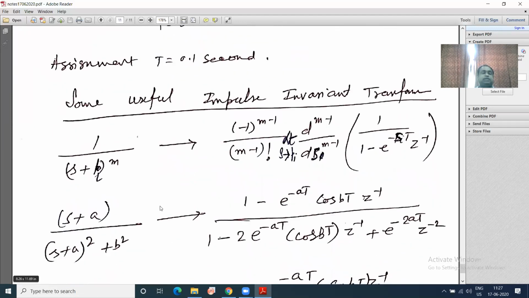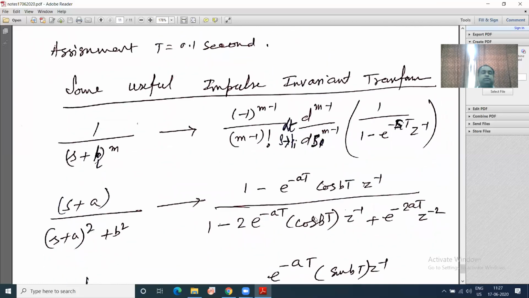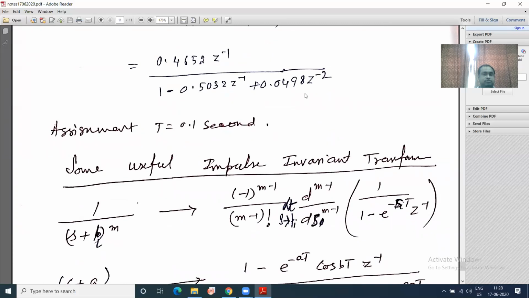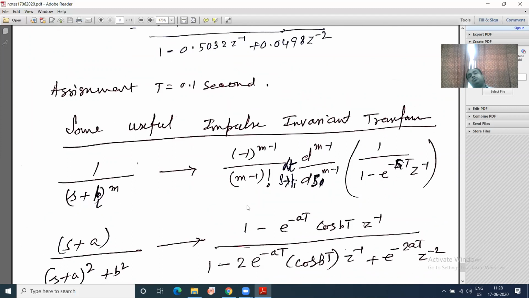And suppose you have a filter transfer function like this, (s plus a) by (s plus a) whole square plus b square. This kind of thing I'm not deriving, but anyway we can derive this as well, not an issue. You can derive it the way I did this problem, but this derivation is not required. The only thing is we have to use this result. How to use this result, I will discuss when I take a problem regarding filter design. At that time we will discuss how to use this formulation. This derivation I am not doing, but you can do it if you want. Whenever the problem comes, we will discuss how to use this formula in the design of filters.